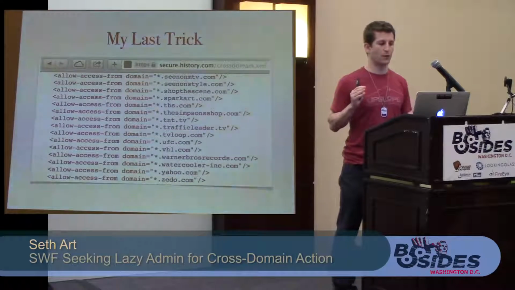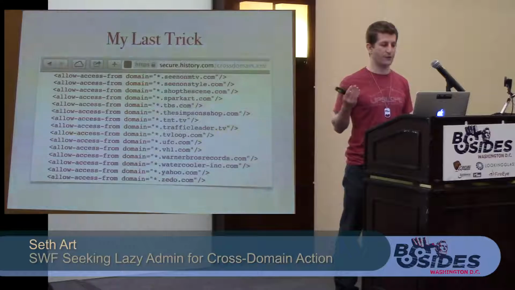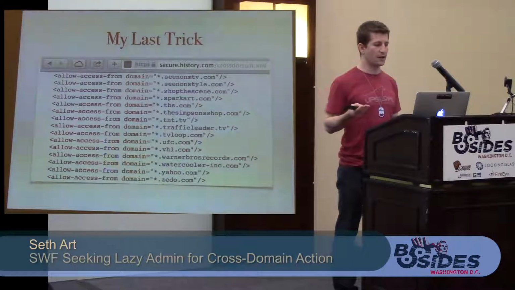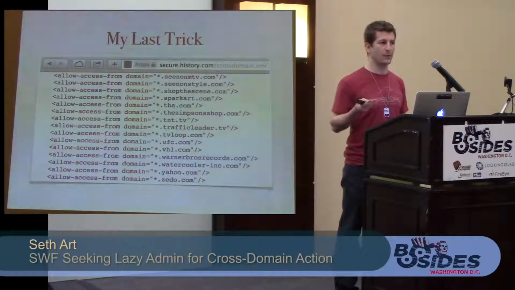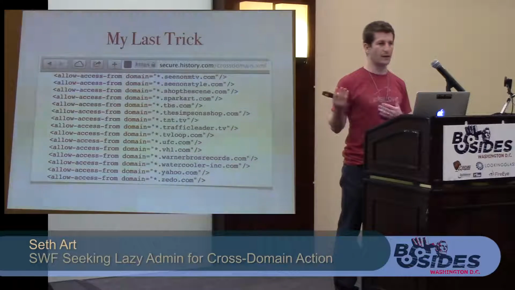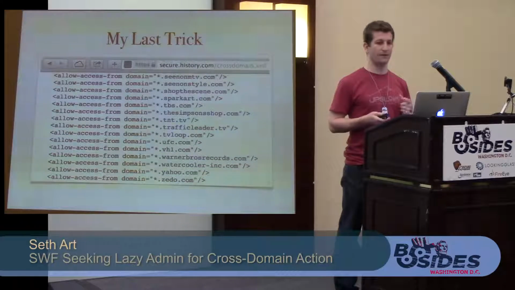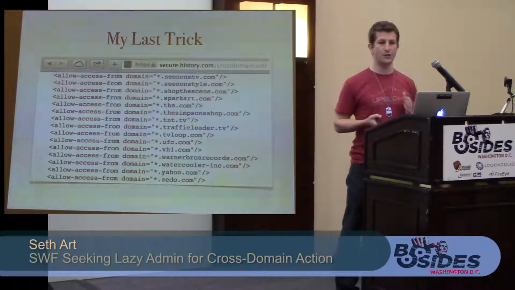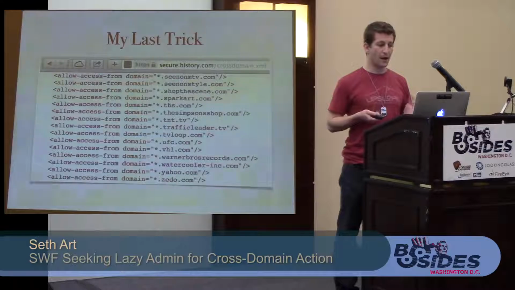I just wanted to share with you something I came across, kind of a revelation I had halfway through my research. This should look a lot like the example at www.adobe.com. There's no domain equals star anywhere in this file. However, this is just a snippet of the cross-domain XML file at secure.history.com. There are 89 unique domains that are trusted in this file. And this is not uncommon.